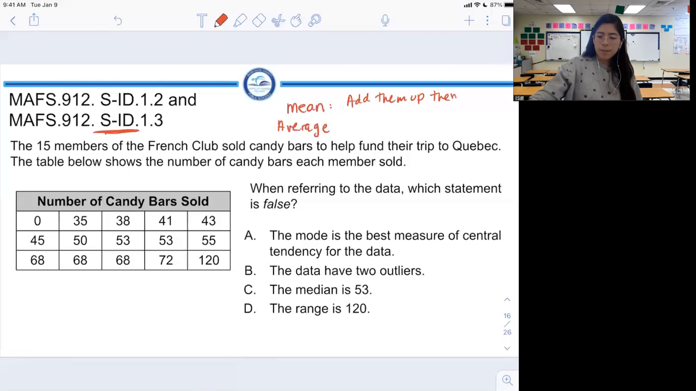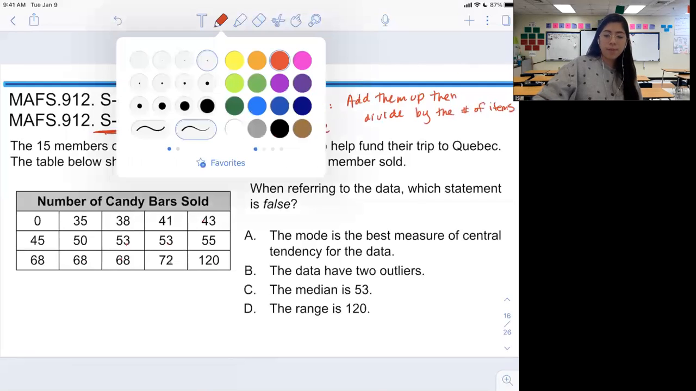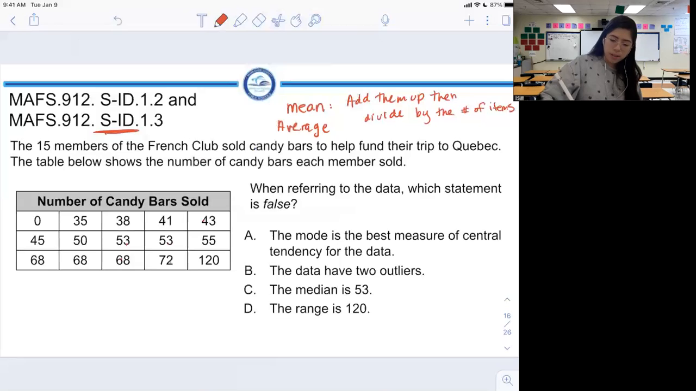Add them up, then divide by the number of items. So here I have candy bars, right? There's 1, 2, 3, 4, 5, 6, 7, 8, 9, 10, 11, 12, 13, 14, 15 of those numbers. So we're going to add everything up and then divide by 15. That's how you find the mean.